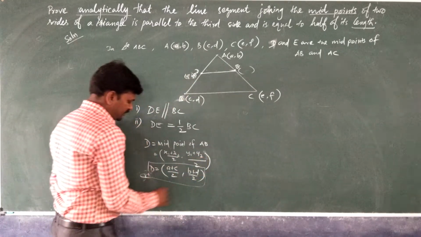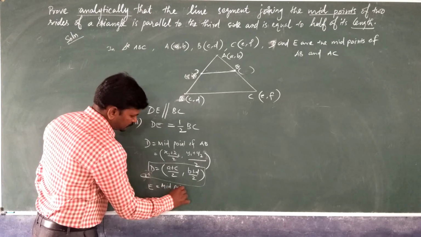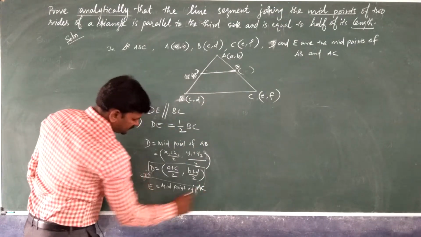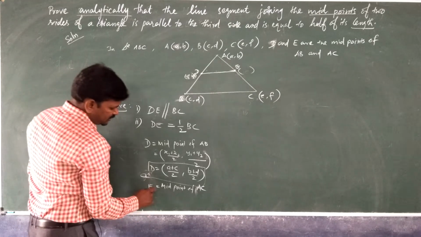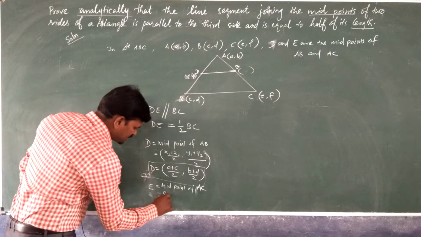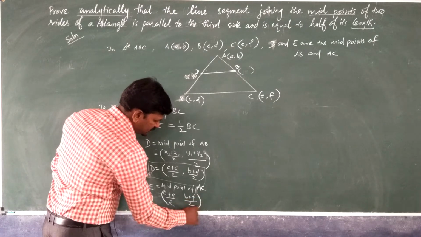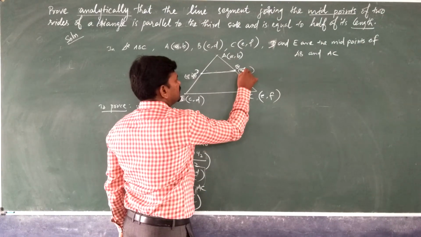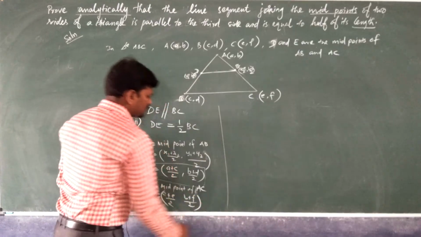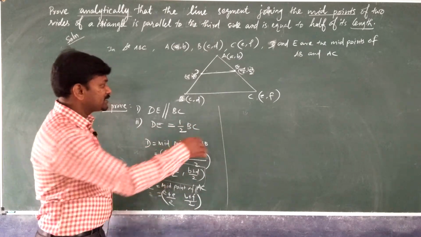Similarly, we have to find E. E is equal to the midpoint of AC. Here the same formula, x1 plus x2 by 2, y1 plus y2 by 2. So a plus e by 2 and b plus f by 2. These are the coordinates of E: (a plus e by 2, b plus f by 2). So if you are writing in your note, you have to write one by one. Here there is no place, so that is why I am writing side by side.